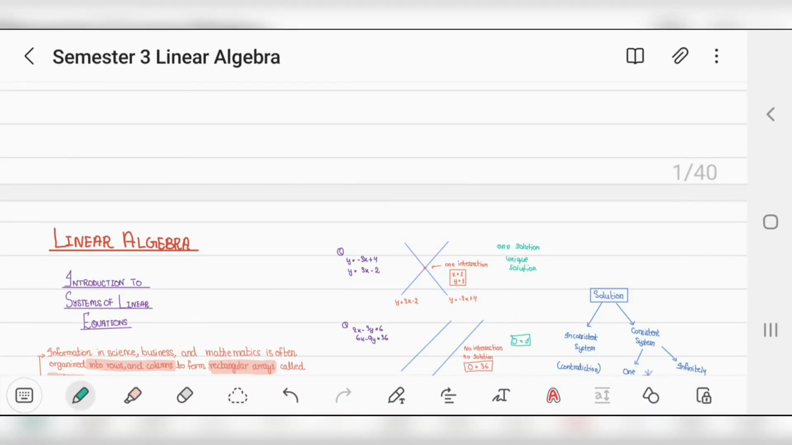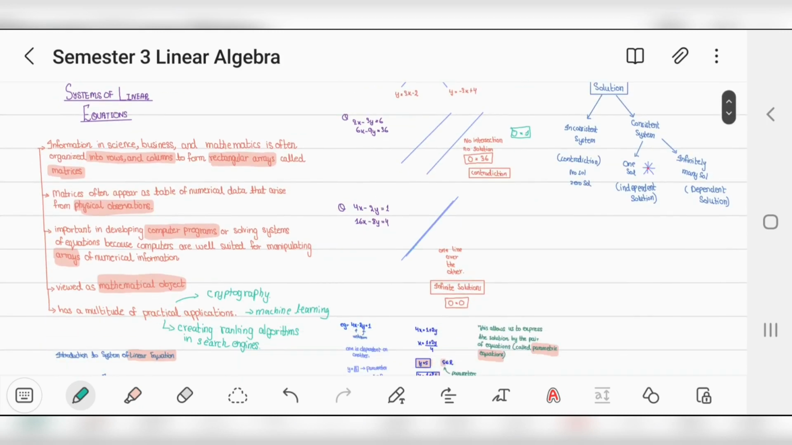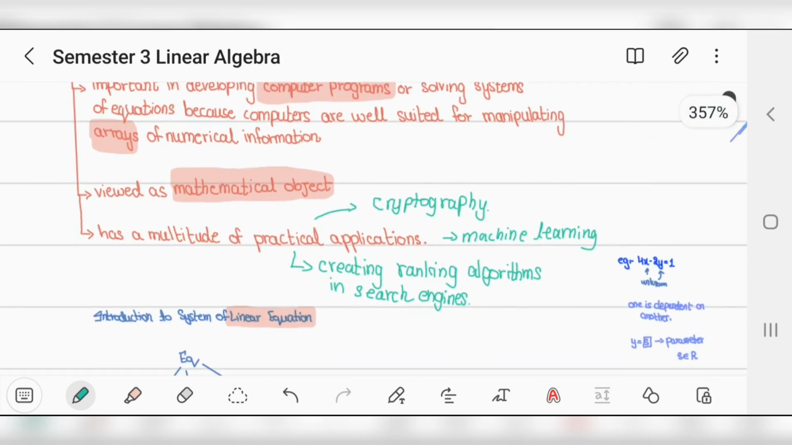This is linear algebra, and this is part 1, chapter 1, which is an introduction to systems of linear equations. Linear algebra is a course that is used in computer programs. The concepts are used in face recognition, cryptography, machine learning, and also in Python and AI technology.